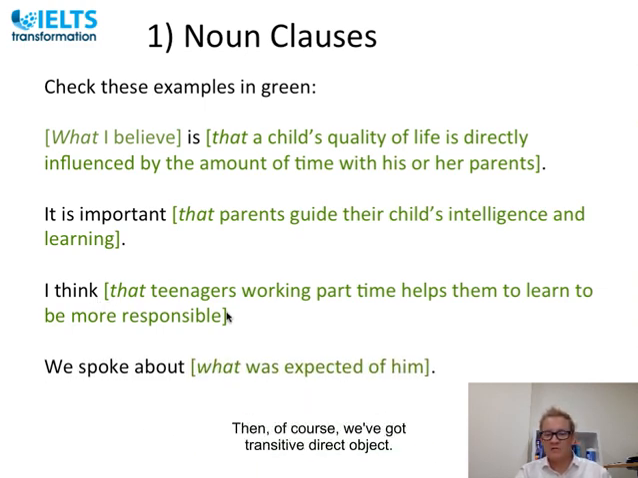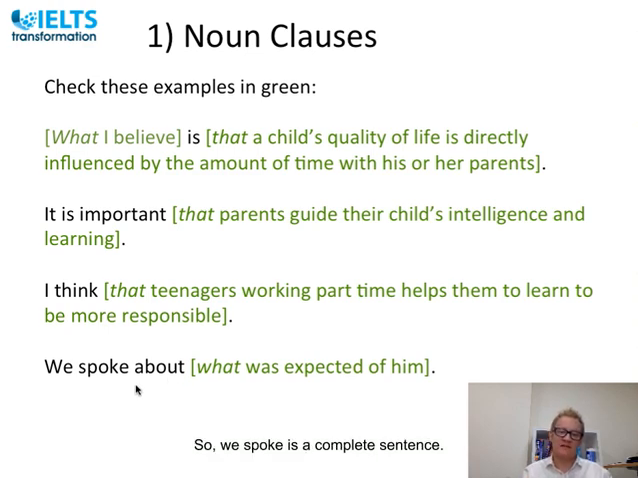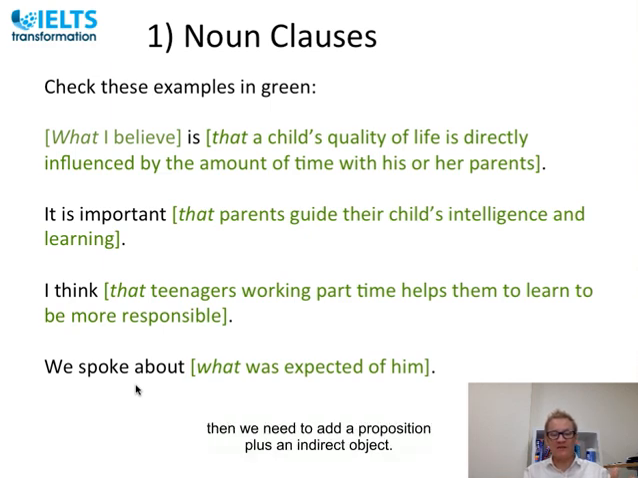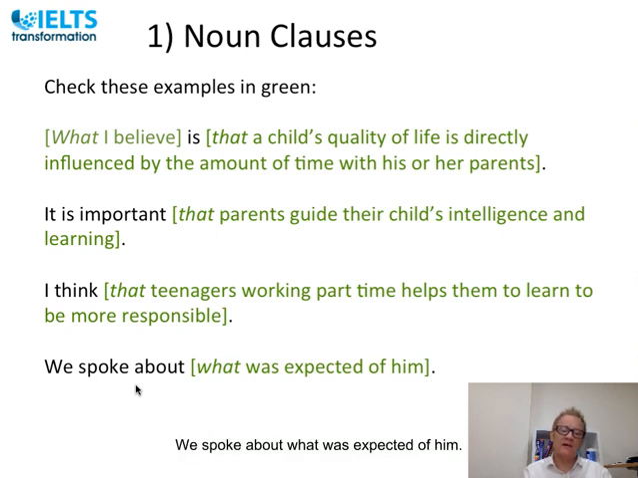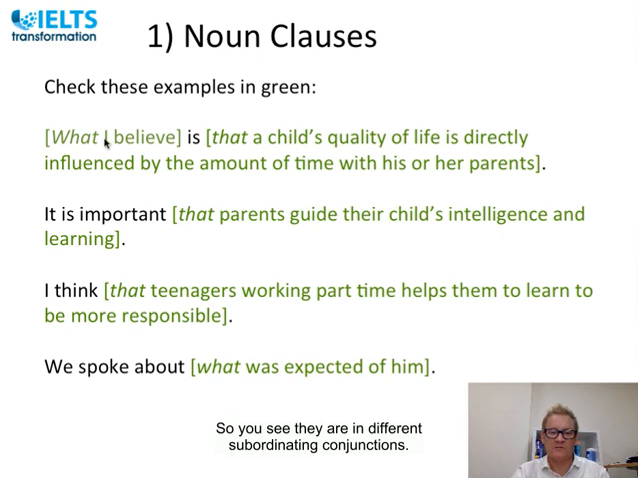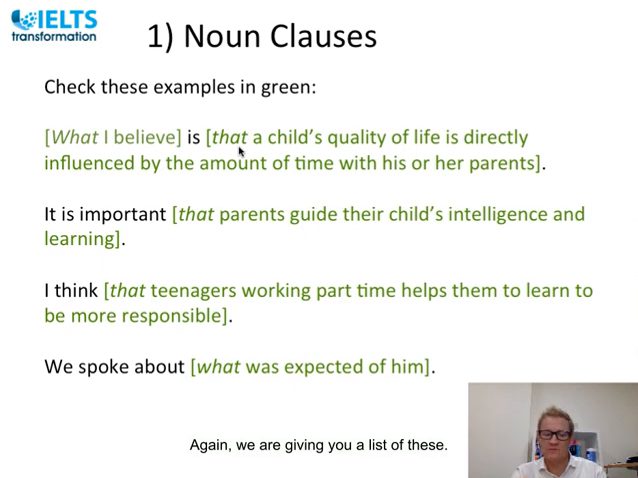Sorry. Then of course we've got transitive, direct object. Intransitive verbs have an indirect object, or we could call it the object of the preposition. So we spoke is a complete sentence, but if we want to add an object, then we need to add a preposition plus an indirect object. We spoke about what was expected of him. So you can see that there are different subordinating conjunctions. Again, we're giving you a list of these.